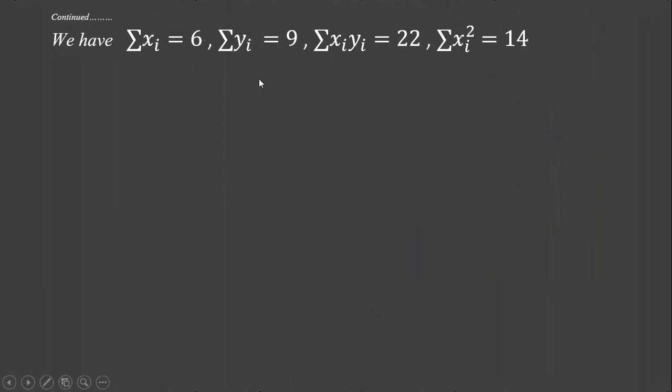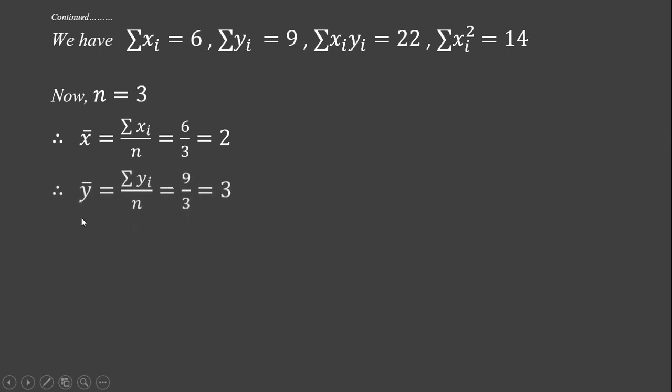Now sometimes only these values are given, and we have to find the required equation. Here, from the previous slide, we have these values: summation xi equal to 6, summation yi equal to 9, summation xi yi 22, and summation xi square 14. Now n is equal to 3, the number of observations or number of pairs of xy is 3. X bar is equal to summation xi upon n, 6 upon 3, equal to 2. Y bar is summation yi upon n, which is 9 upon 3, equal to 3.